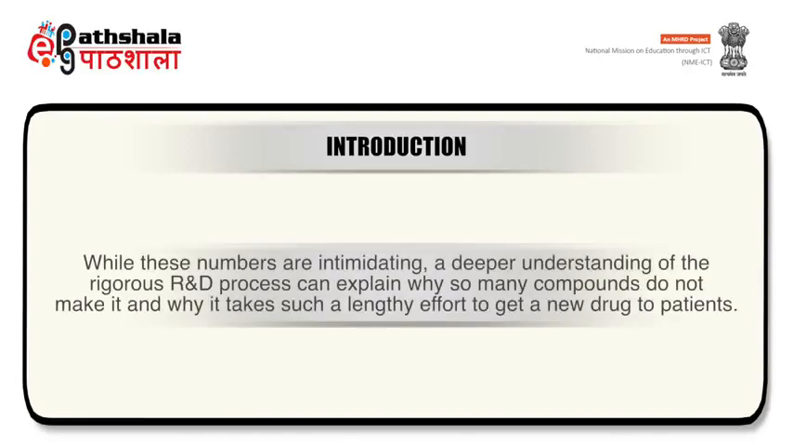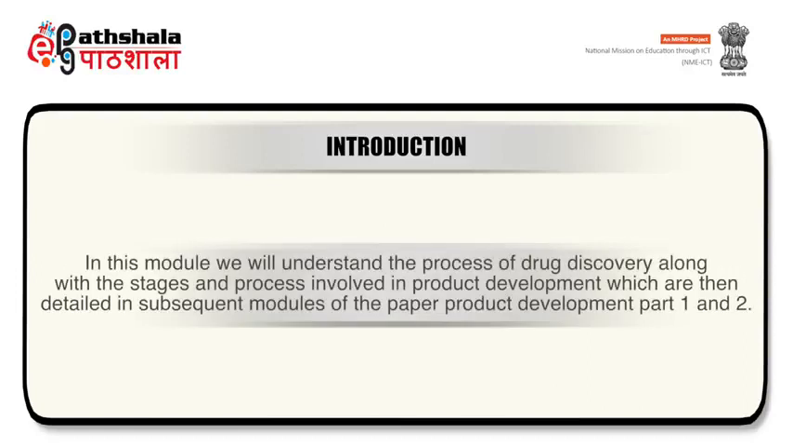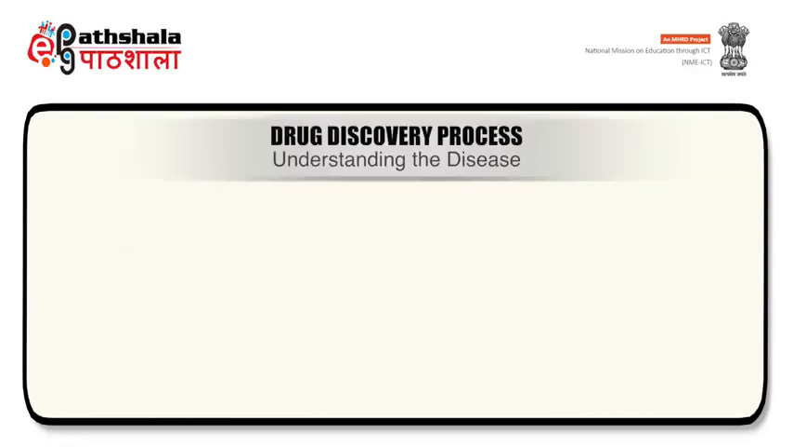While these numbers are intimidating, a deeper understanding of the rigorous R&D process can explain why so many compounds do not make it and why it takes such a lengthy effort to get a new drug to patients. In view of this, there is a growing effort and urgency to find new approaches aiming to decrease attrition and increase success in drug development. In this module, we will understand the process of drug discovery along with the stages and process involved in product development, which are then detailed in subsequent modules of the paper Product Development Part 1 and 2. Let's begin with the drug discovery process.